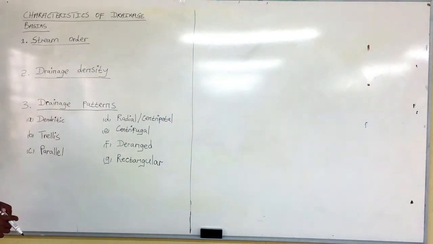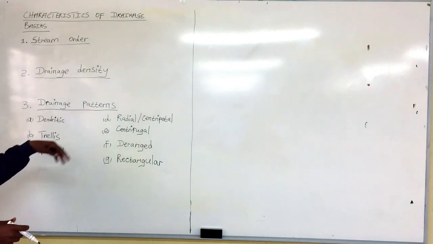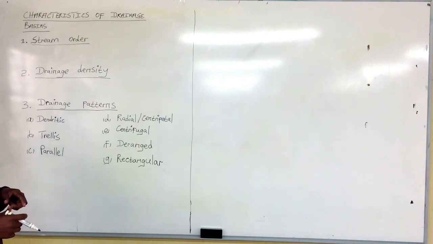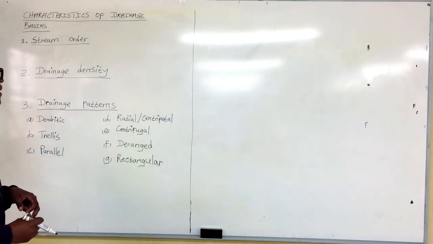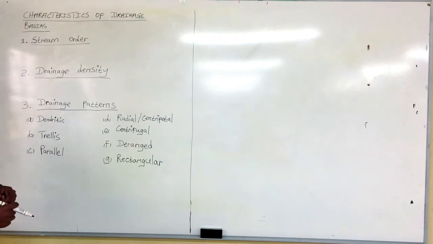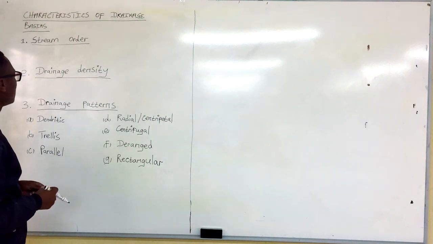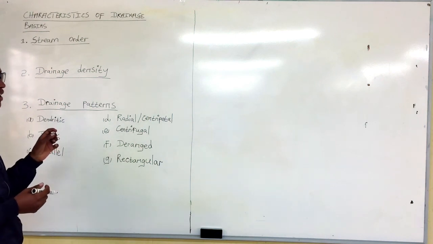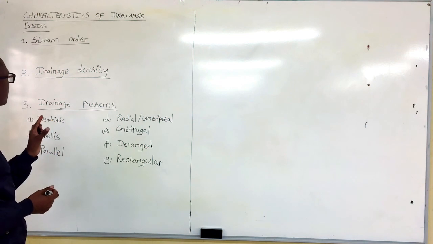So the first characteristic is stream order, the second one is drainage density, the third one is drainage pattern. With drainage patterns, we have 7 types that we're going to cover. So I'm going to start with the stream order. The stream order talks about the number of streams that are found in a river system.